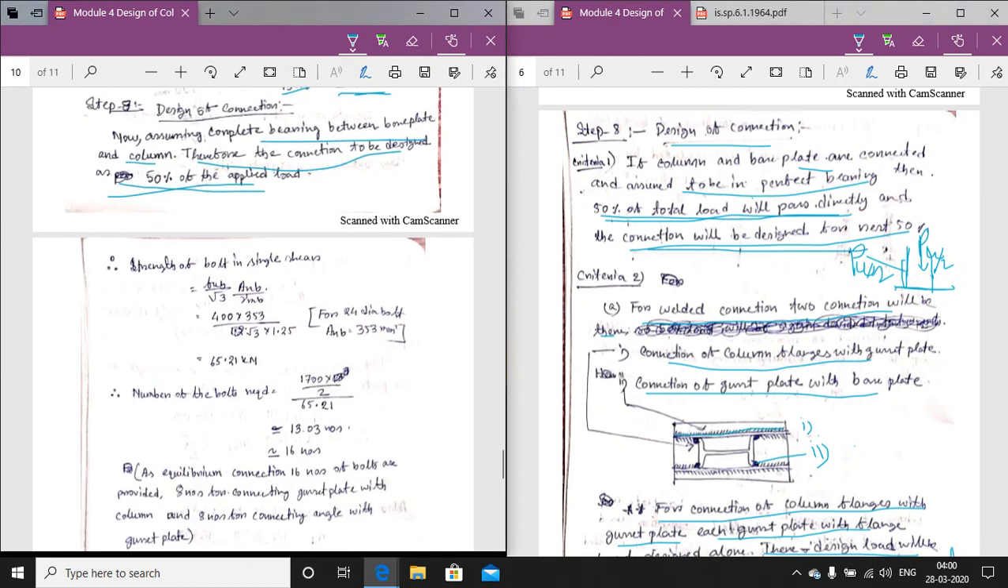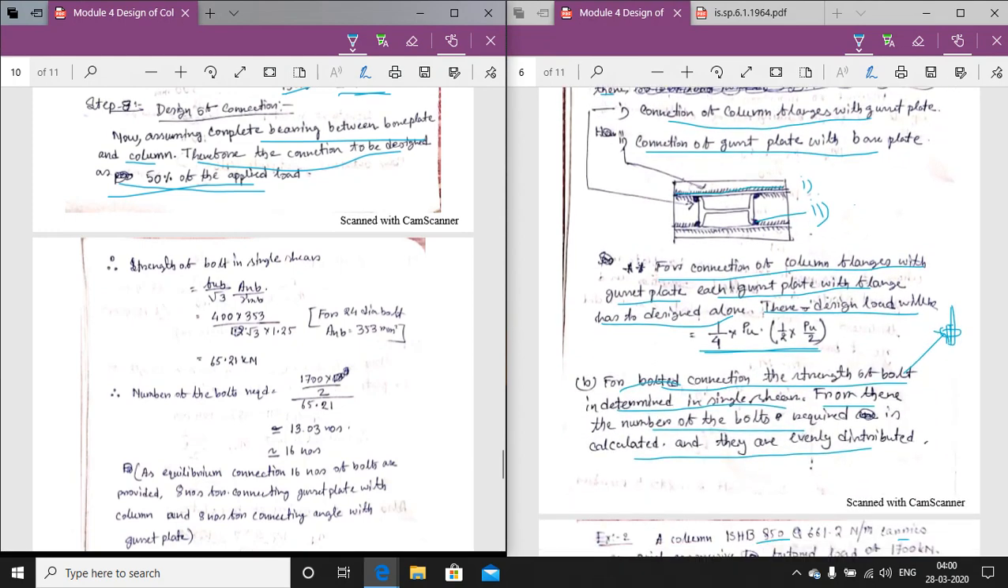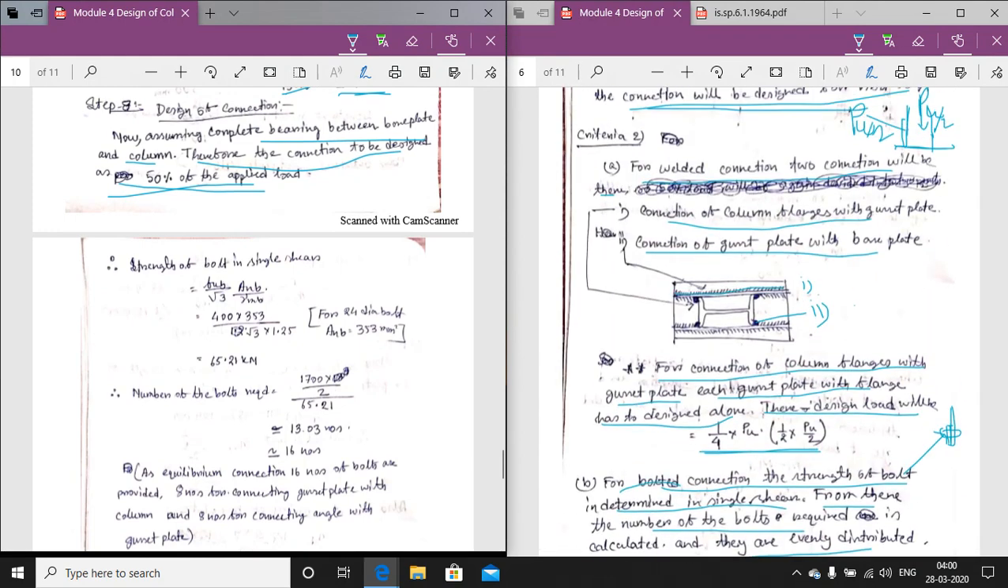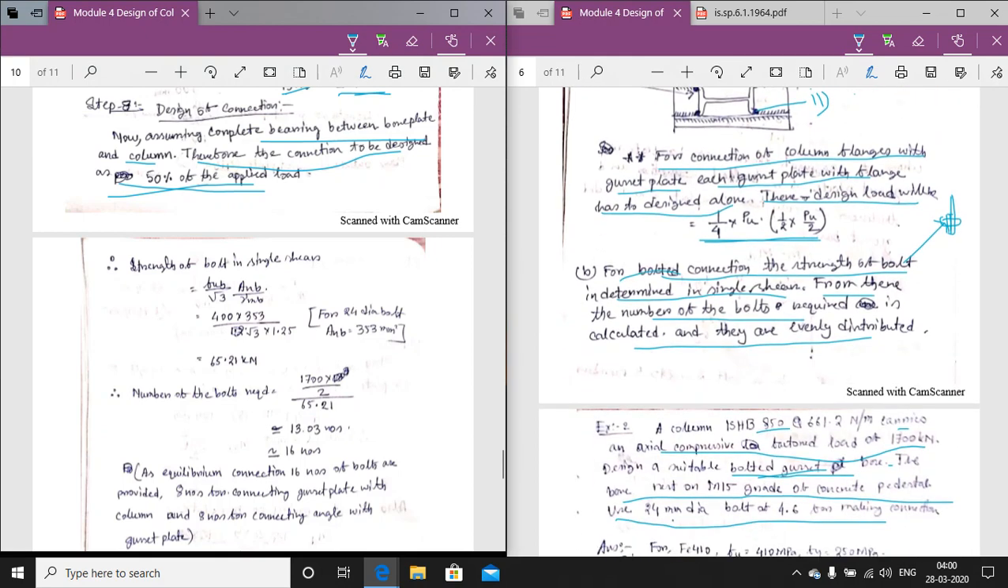Now, the connection is a bolted connection, and we have to remember that. For a bolted connection, the strength of the bolt is determined in single shear. The strength of the bolt in single shear is 65.21 for a 20 mm diameter bolt, where the area A is 353 mm square. So 65.21 is the strength of the bolt in single shear.